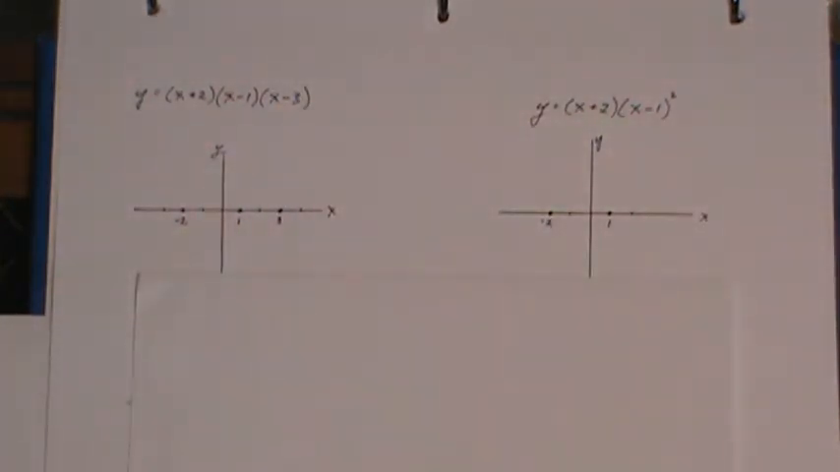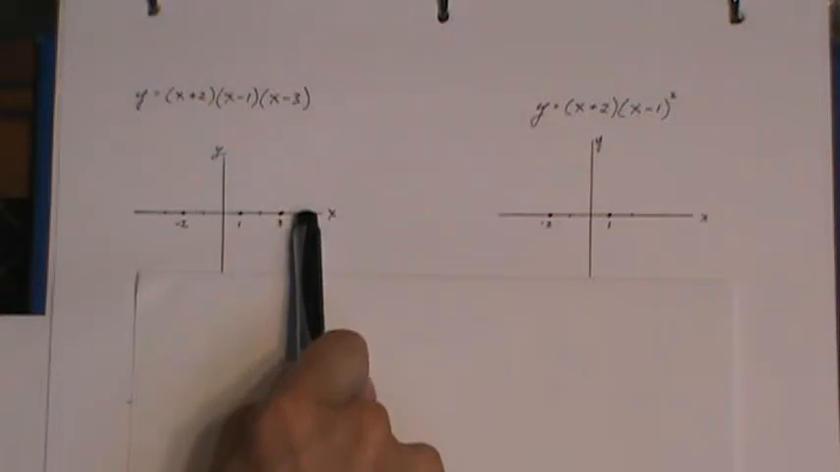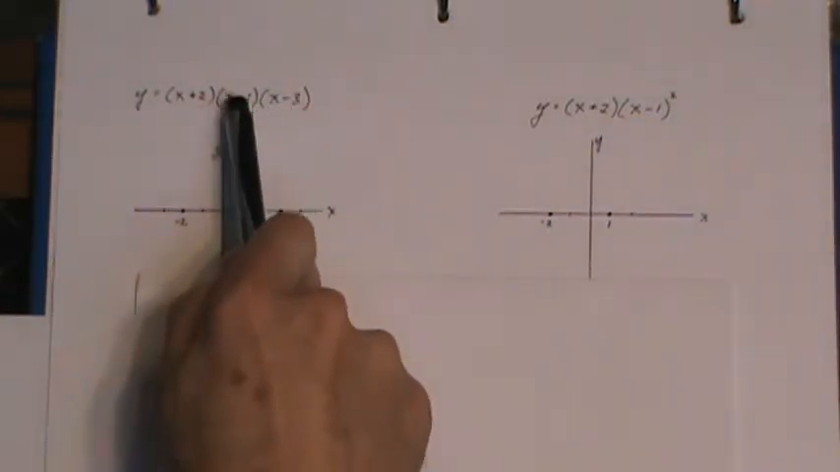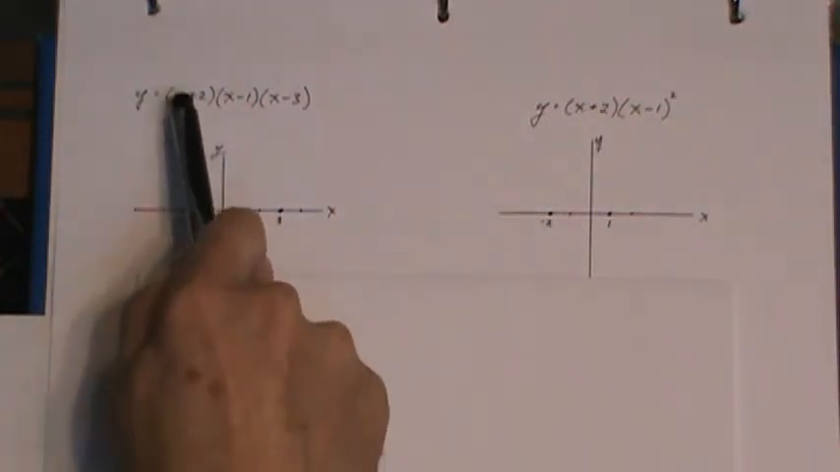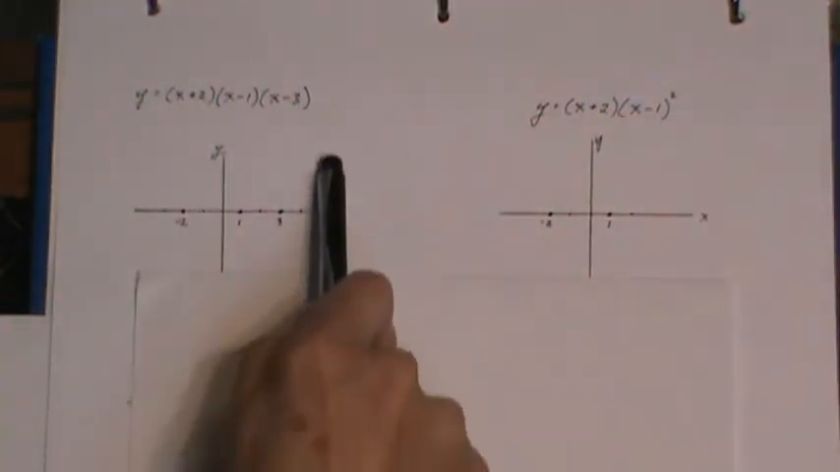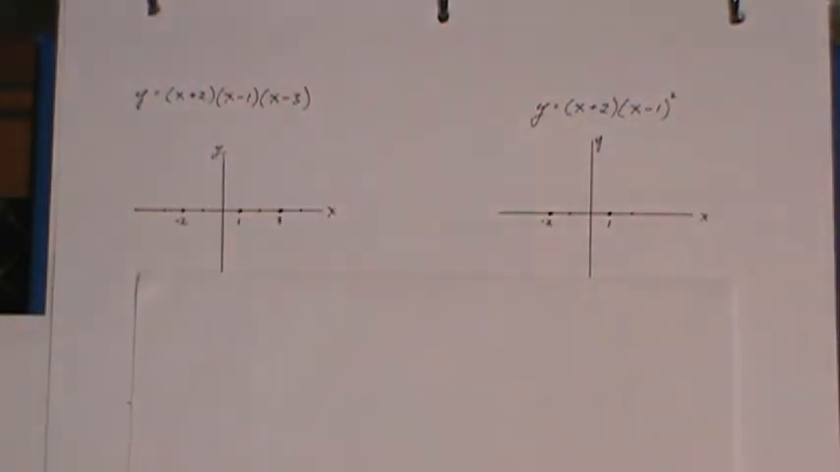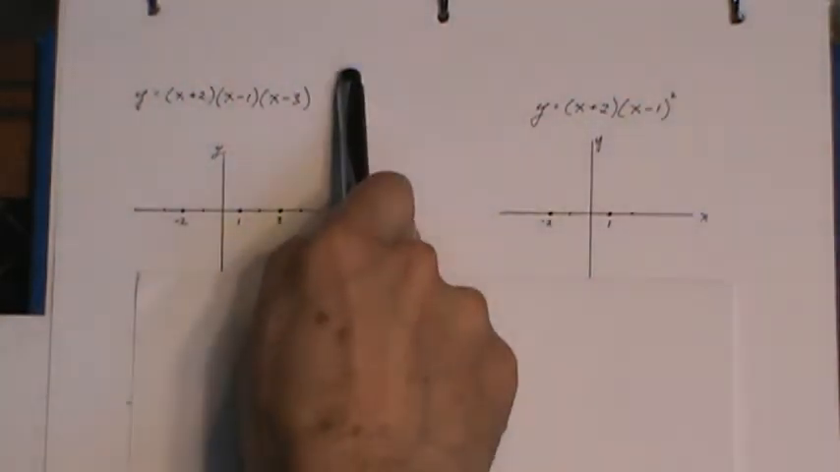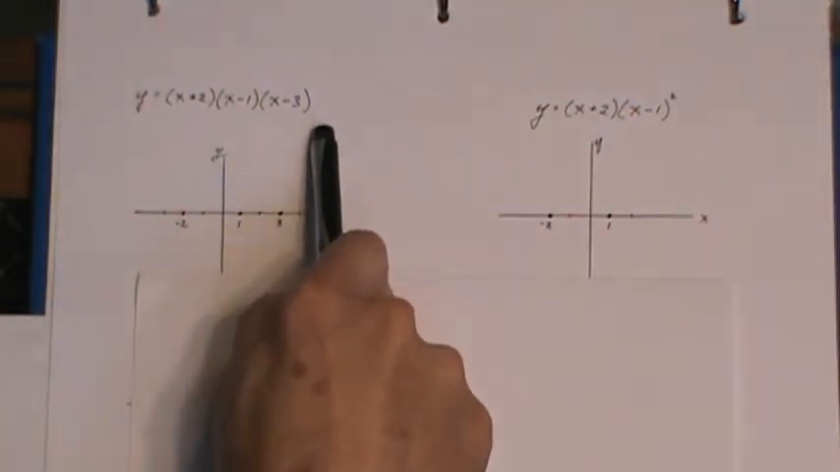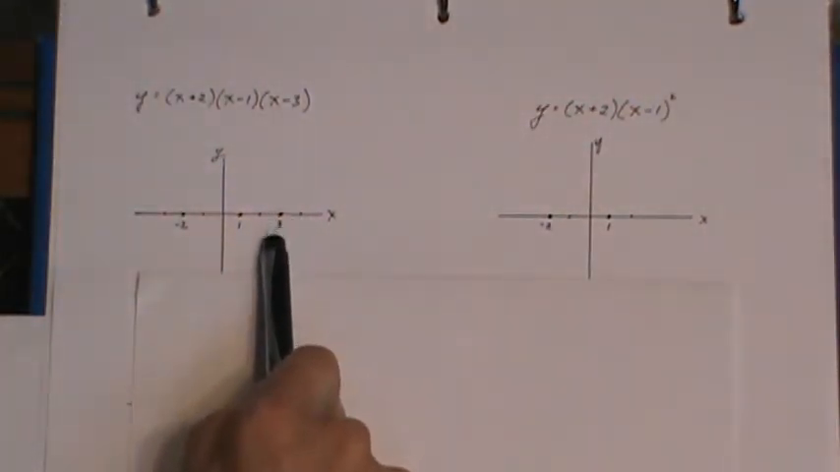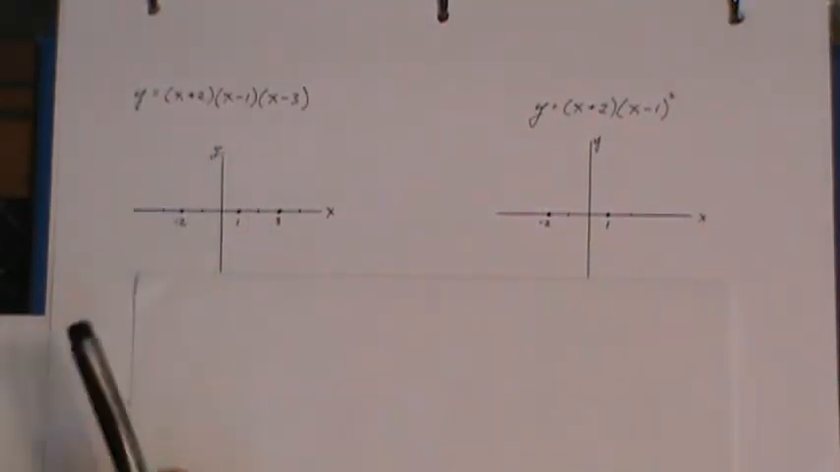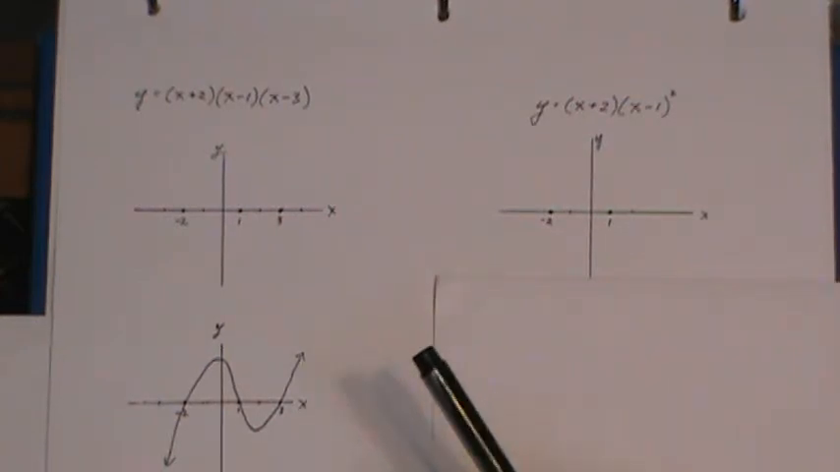Another way of making that decision is pick a number bigger than 3. All of these factors will be positive, and a positive times a positive will give you a positive number here, which again supports the idea that you're ending going upward. So I start tracing it from the right hand side. I go down through the 3, back up through the 1, and then down through the negative 2. And I get a graph that looks like that.